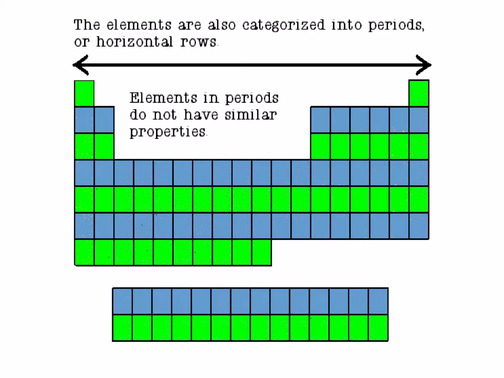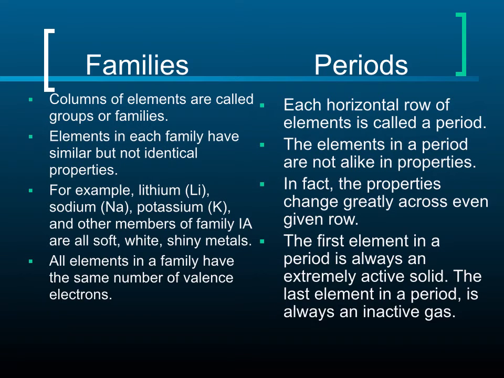And then here, the periods are horizontal rows. The periods do not have the same properties. So everything in row 2 here, these are not the same. But everything in column 1 will act the same. If you're writing this at home, or if you're watching this at home, go ahead and pause this and then write down this slide.